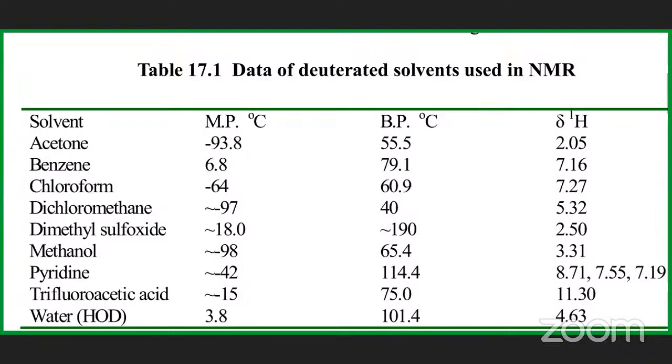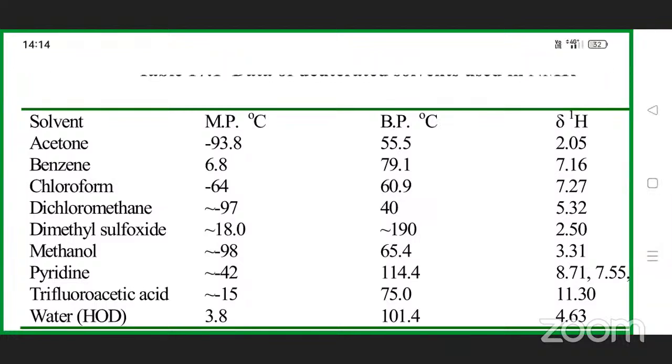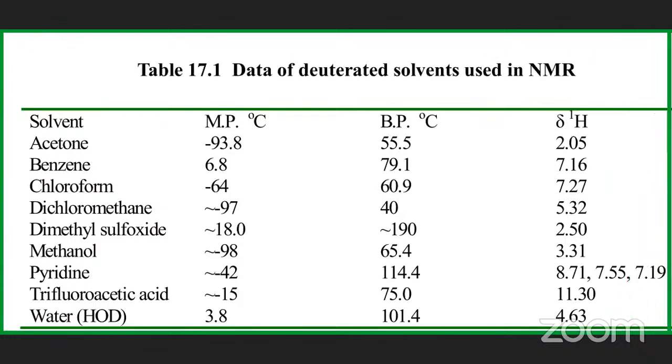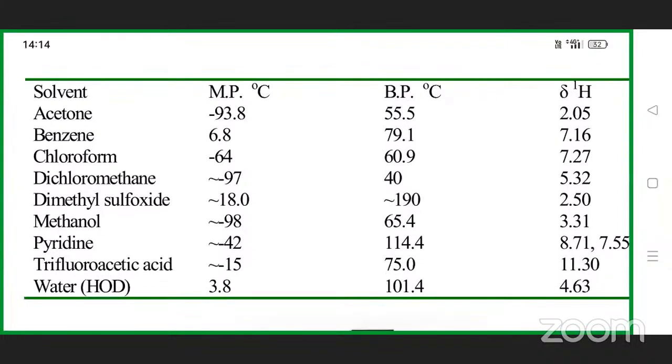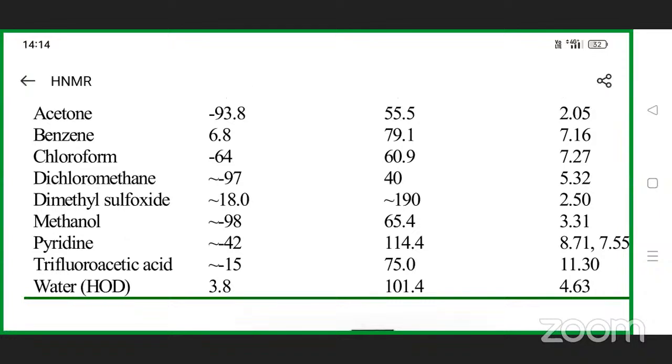Where chloroform is attached to 3 chlorines, 3 more electronegative atoms are there. So obviously the delta value is going to increase more and more here, and it appears at 7.6. Dichloromethane, DCM, appears at 5.37, and DMSO, dimethyl sulfoxide, appears at 2.50 here.